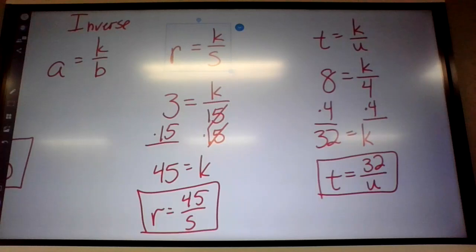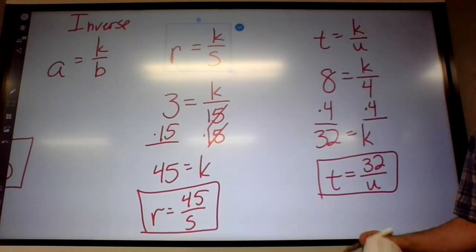Wait, so what is K? It's called the constant of variation. It just kind of tells you how much faster one's going up when the other's going down.